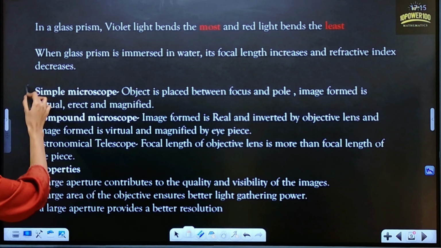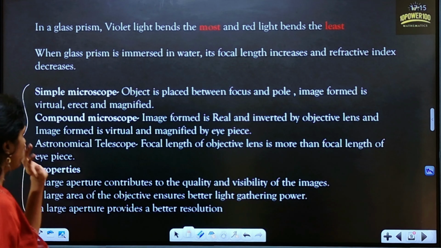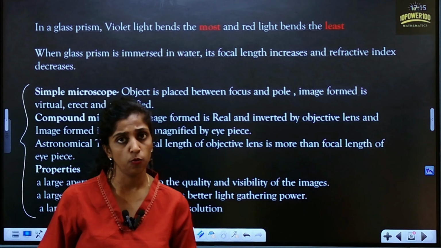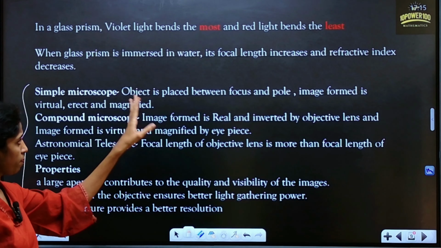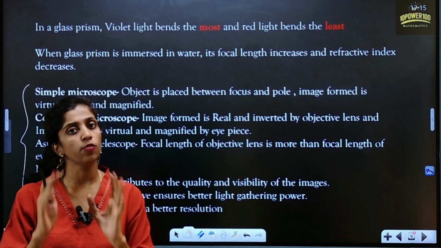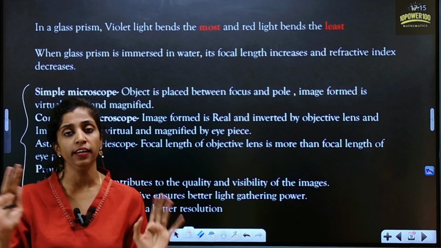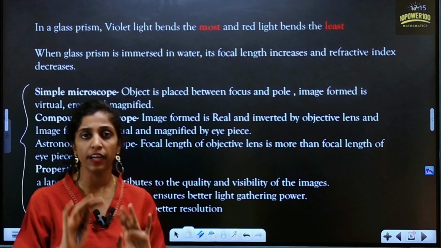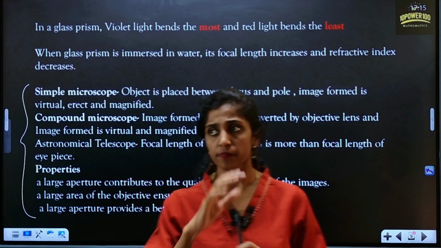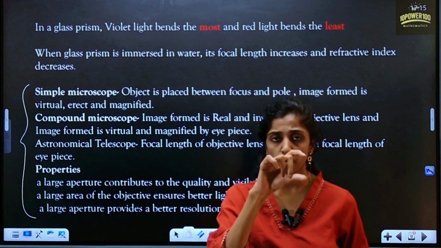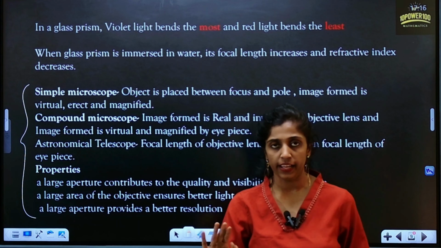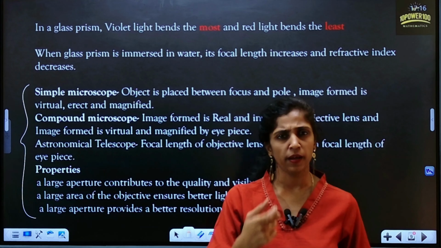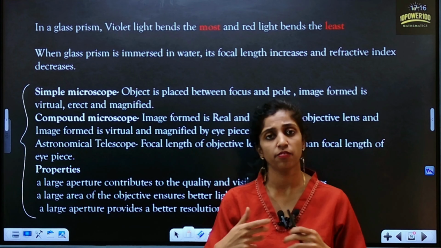Then we have something from optical instruments, that is the simple microscope, compound microscope, and then the astronomical telescope, that's a refracting telescope. For a simple microscope, the object should always be placed between the pole and focus. Only then is a magnified image formed. That's the reason the image formed will be virtual and erect.